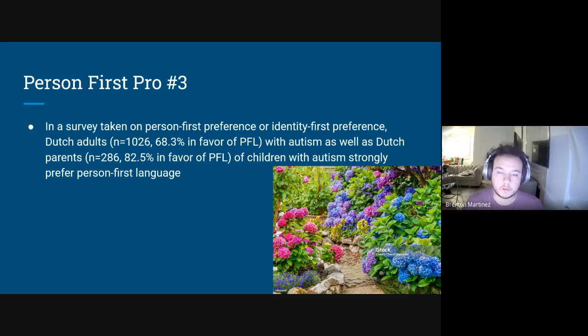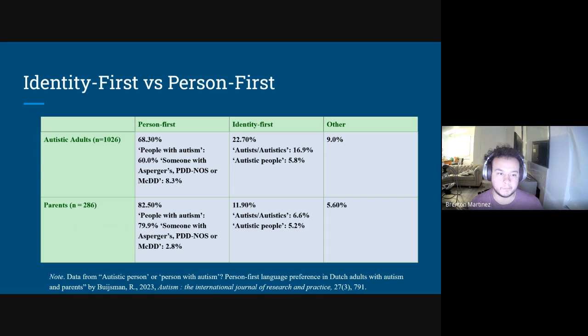There was a study done in 2003 that surveyed Dutch adults with autism, as well as Dutch parents of children with autism. The results showed that the parents, as well as the adult people with autism, strongly preferred person-first language. The results here show that from 1,026 adults surveyed who have autism, 68% of them preferred person-first language.